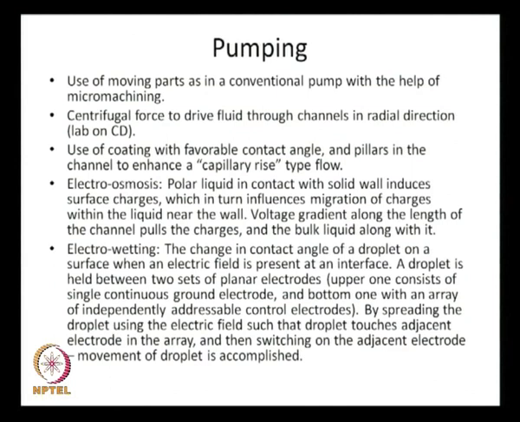The change in contact angle of a droplet on a surface when an electric field is present at an interface. A droplet is held between two sets of planar electrodes, as I described here. The upper one consists of a single continuous ground electrode and the bottom one of an array of independently addressable control electrodes. By spreading the droplet using the electric field such that the droplet touches the adjacent electrode in the array, and then switching on the adjacent electrode, movement of the droplet is accomplished, all right. So, this is one method by which you can move a droplet within a microchannel.